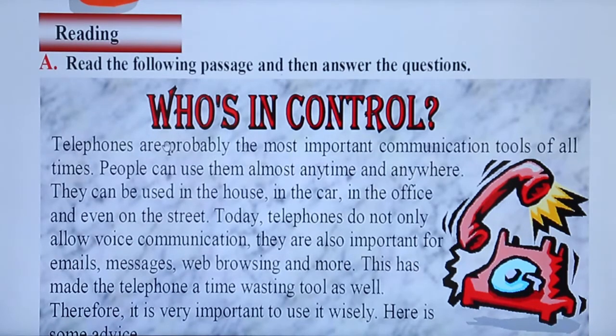Telephones are probably the most important communication tools of all times.